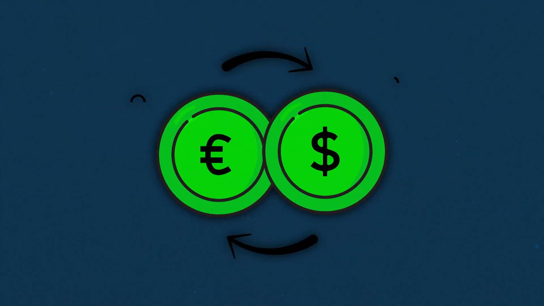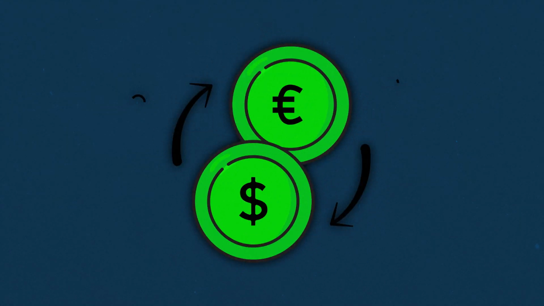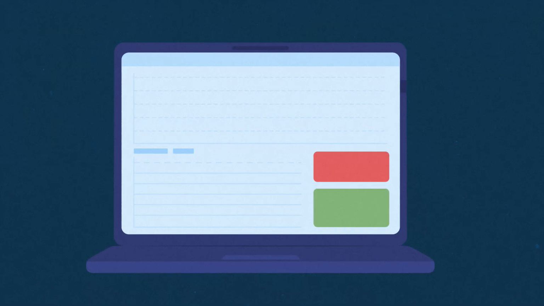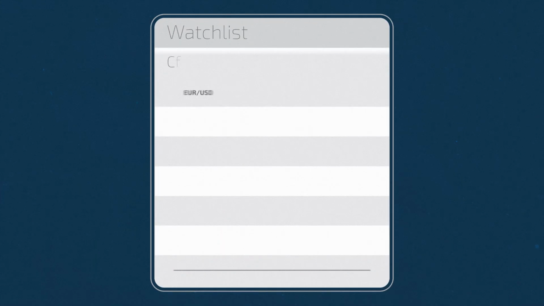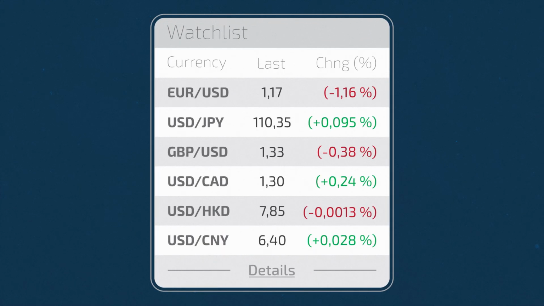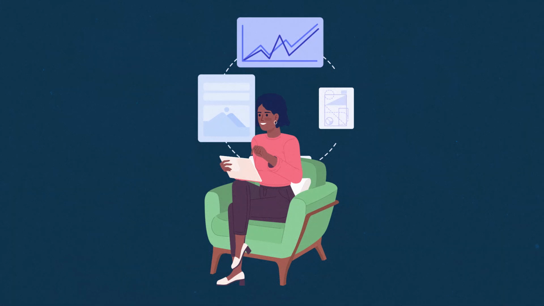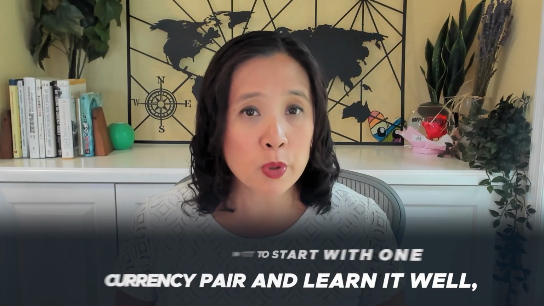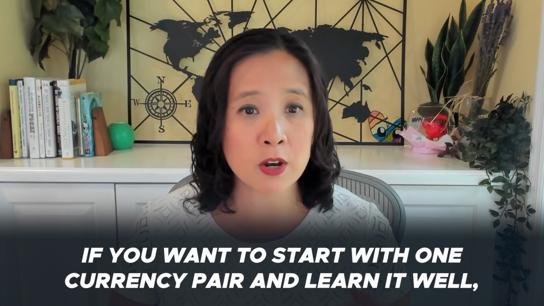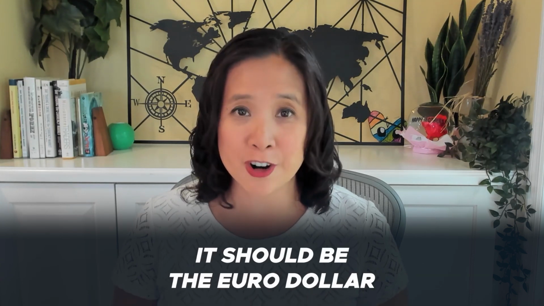But before we get into it, if you're completely new, you really should be looking at trading just the euro dollar. The euro-US dollar currency pair is the most liquid currency pair in the world, which means it has the tightest spreads, it has the most orderly price movements. It is the one that's written about the most, and there's plenty of information explaining every single day what's going on in the Eurozone and the US and why the euro is up or down. If you want to start with one currency pair and learn it well, it should be the euro dollar.